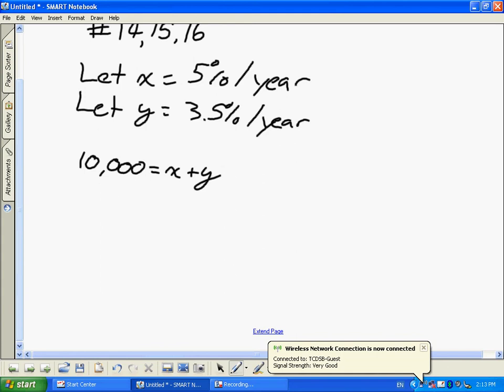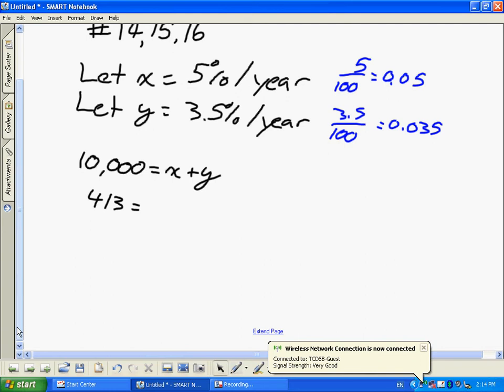We also know that she earned $413 in interest. So, the interest on X and the interest on Y, we have to calculate the two. We have to change these percentages into decimals. 5 over 100, 0.05. 3.5 over 100, 0.035. So we have our decimals.